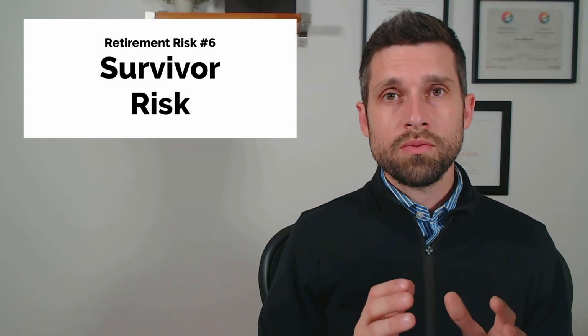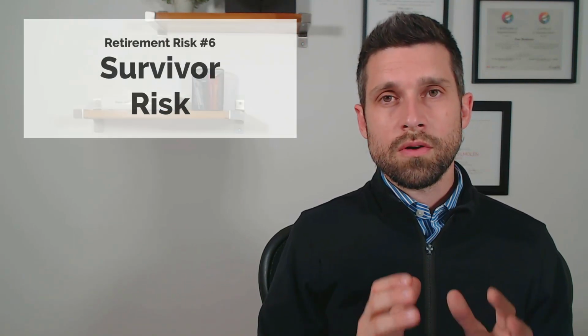Now, the last risk in retirement is survivor risk. This risk is unique to couples. So couples have the risk that if one person passes away unexpectedly, there's a decrease in benefits in the future. So CPP benefits, old age security benefits, pension benefits can all be disrupted in a survivor situation.